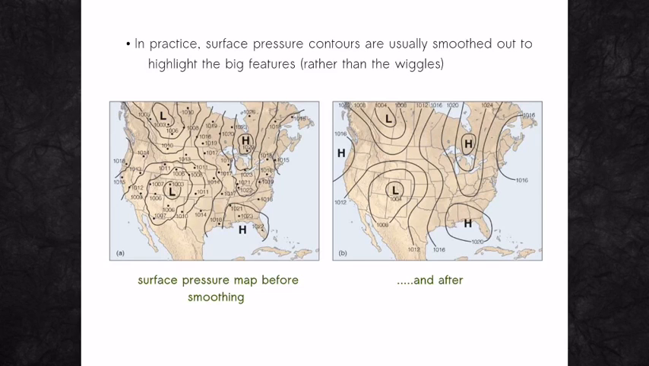So in this particular case, after we've smoothed the data, it's pretty easy to see that we've got a low pressure center sitting over Nevada, Arizona, New Mexico, whatever that state is there.